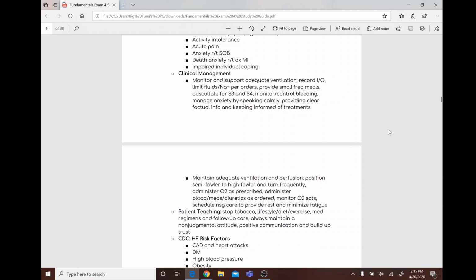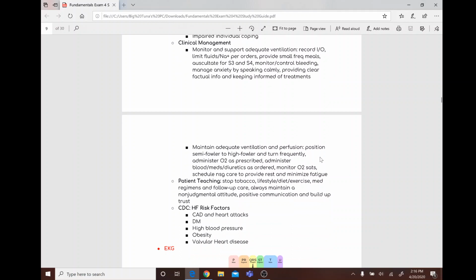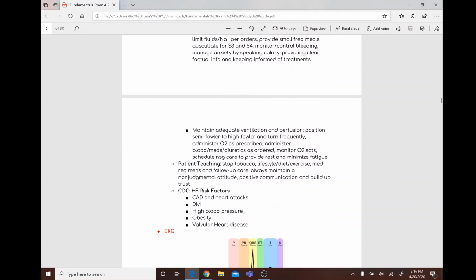How are we going to maintain adequate ventilation and perfusion? Position semi-Fowler to high Fowler and turn frequently. Administer oxygen as prescribed. Administer blood, meds, and diuretics as ordered. Monitor O2 sats, and then schedule nursing care to provide rest and minimize fatigue.